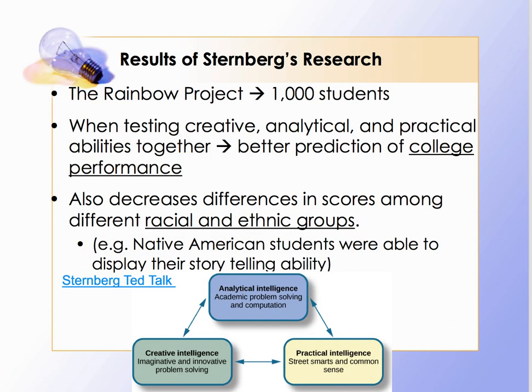So Sternberg used the Rainbow Project to assess his theory of intelligence. And this was the first phase or first version of the study. And it used 1,000 college students who were applying to attend the university that Sternberg was employed at. So he added different components to the typical application process.